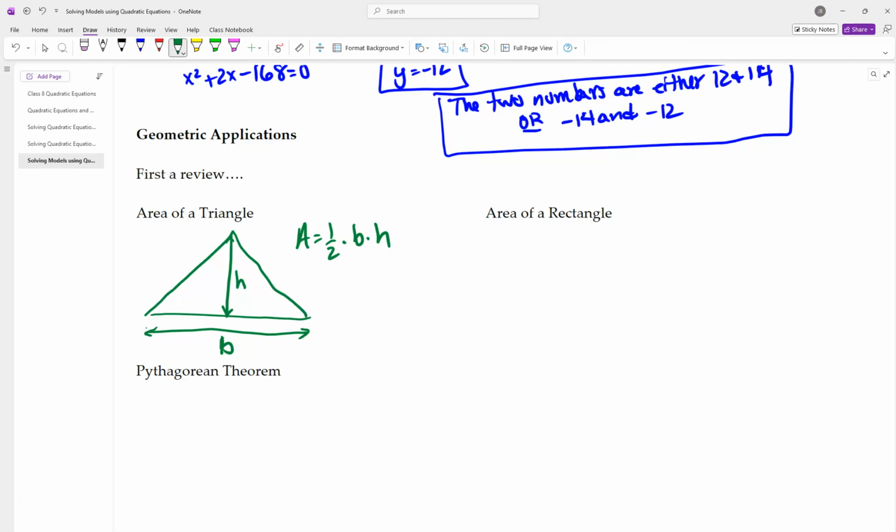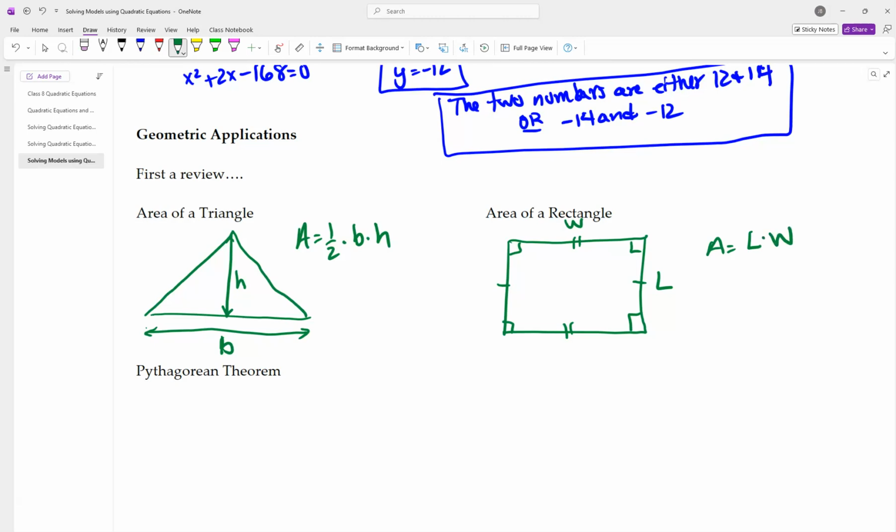Okay, area of a rectangle. When we think about a rectangle, we know some of its geometric properties. One is that it has 4 right angles, and that the opposite sides are the same length, they are congruent. And so usually we call one side the length and the other side the width, and we say that the area is length times width.